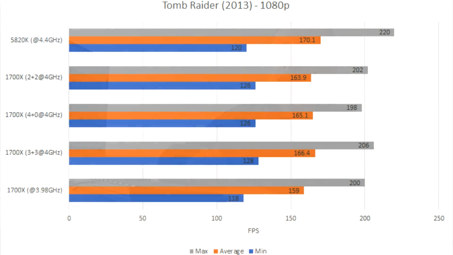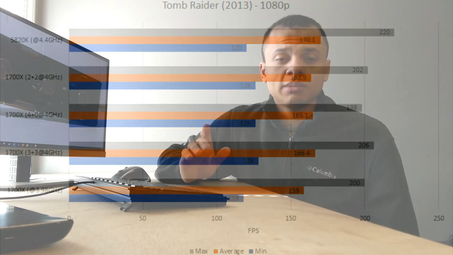So, I'm going to go ahead and move on now, and the next game I ran was Tomb Raider 2013 at 1080p. So here, we don't really see a huge difference in terms of frame rates. Disabling cores did seem to give a little bit of a boost, and it actually came pretty close to the 5820K here, and the mins were actually better. So not a whole lot to talk about here. Everything's pretty consistent. Both 4-core configurations basically performed the same as one another. So nothing too significant there.